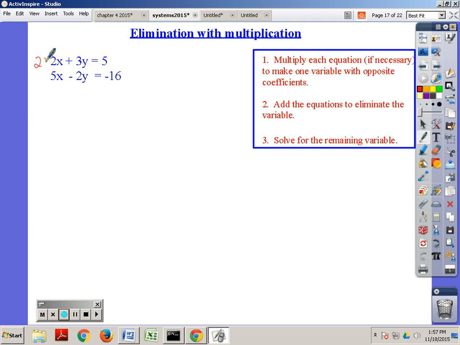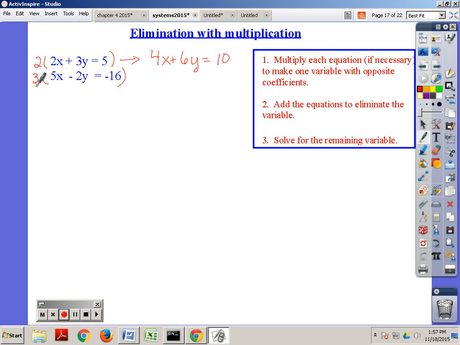So if I multiply my top equation by 2 and my bottom equation by 3, that's going to give me 6y up top and a negative 6y on the bottom. So we're going to multiply everything by 2. So this equation becomes 4x plus 6y equals 10.